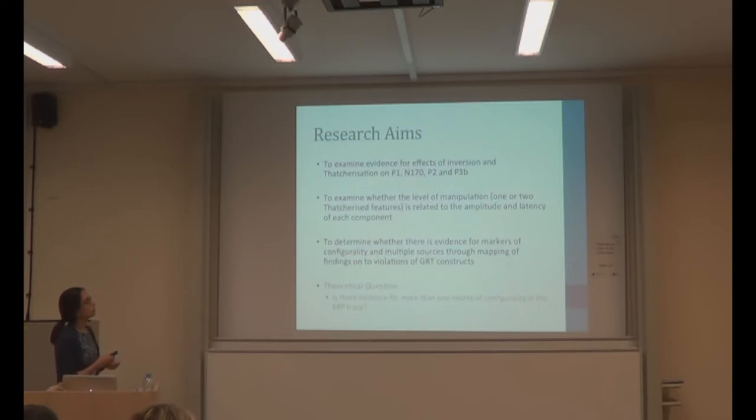So our research aims were to examine evidence for effects of inversion and Thatcherization on these 4 components, to examine whether the level of Thatcherization, so 1 or 2 Thatcherized features, is related to amplitude and latency of each component, and to determine whether there is evidence of markers of configurality and multiple sources of configurality through mapping of these findings to our previous violations of the GRT constructs. So relating back to the theoretical question, is there more than one source of configurality in the trace?